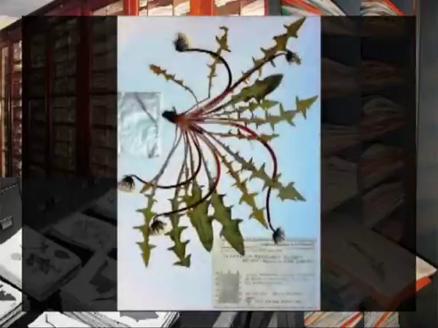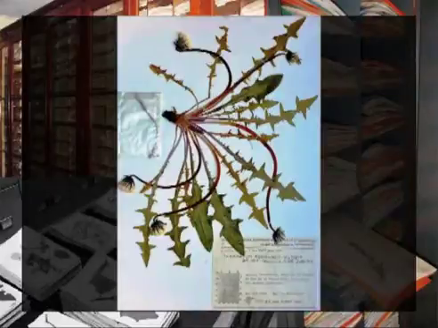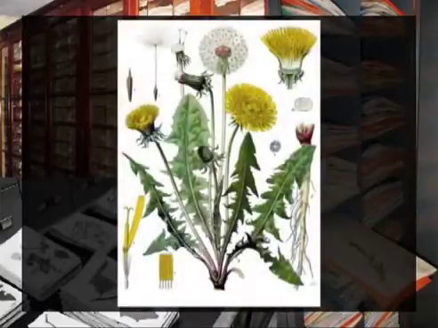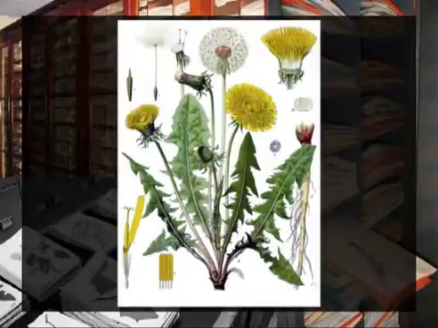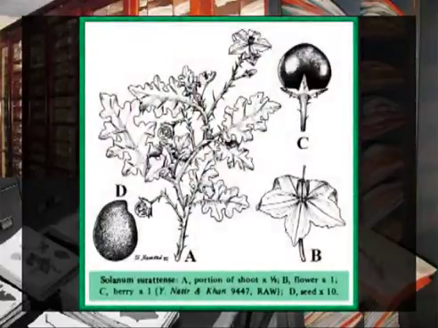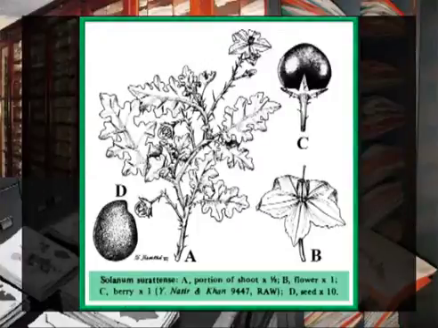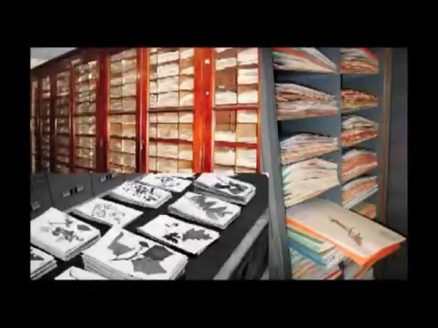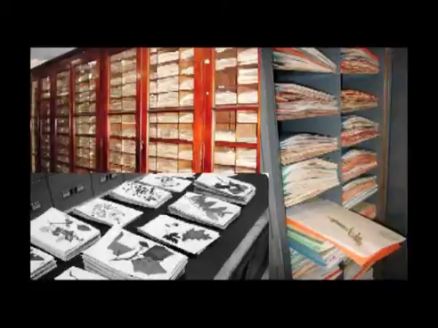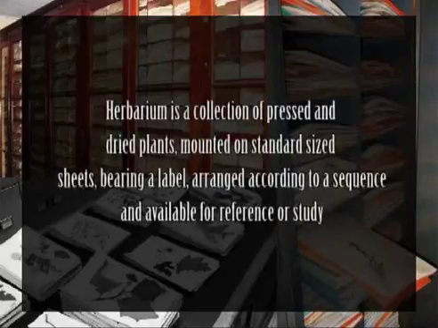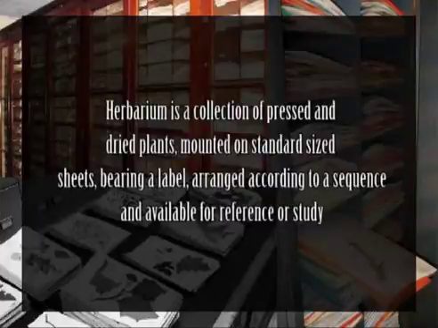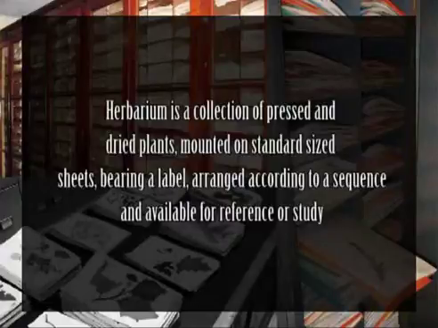The second most important method of identification is the comparison of unknown with correctly named specimens, photographs, illustrations, or descriptions. However, this method is workable only when there is sufficient material for identification in the form of reliable named specimens in the herbarium or museum, photographs, illustrations, or descriptions. A herbarium is a collection of pressed and dried plants mounted on standard sized sheets bearing a label, arranged according to a sequence and available for reference or study.